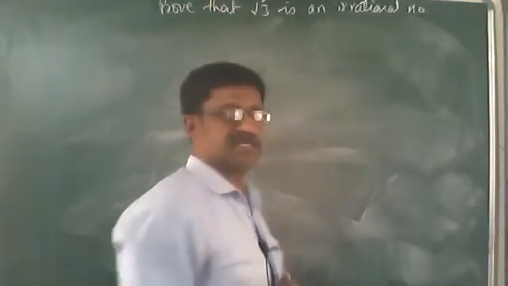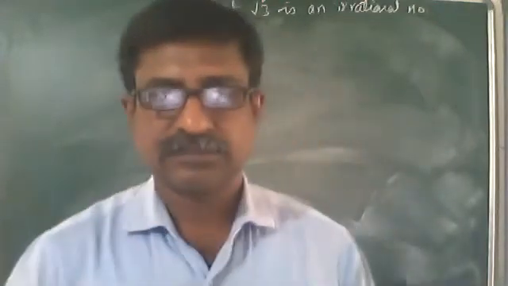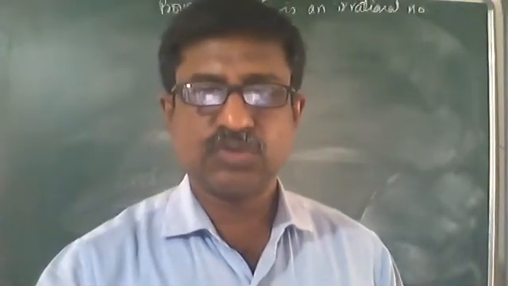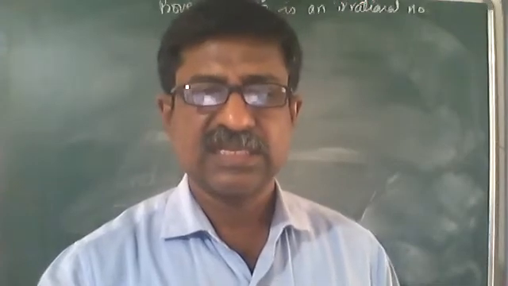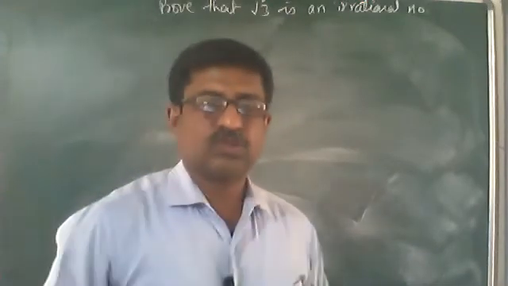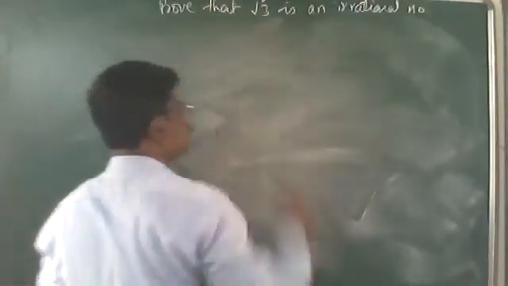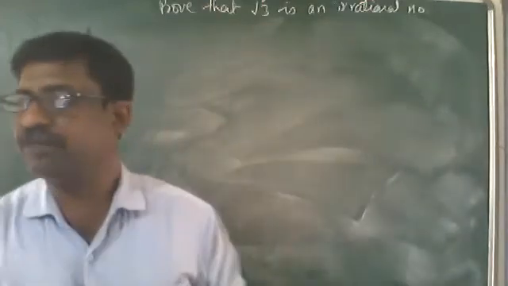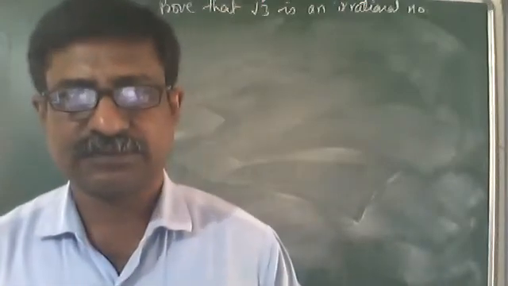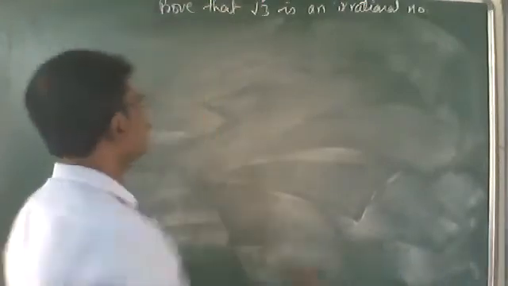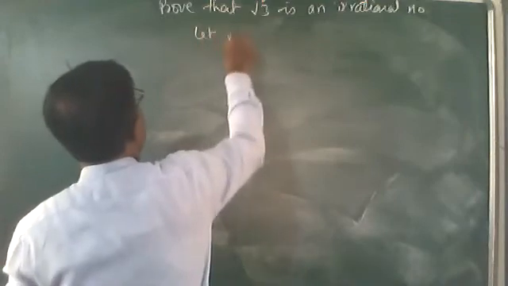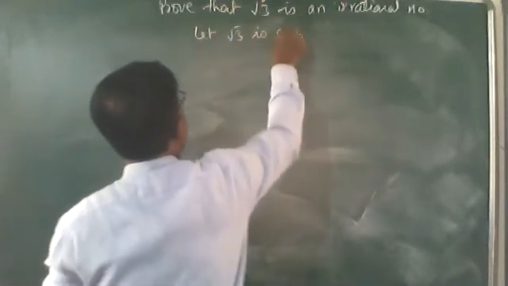Here we show root 2 is an irrational number. To show this root 3 is irrational, we consider just the opposite of it, because we are trying to prove it by the contradiction method. The contradiction method is: let root 3 be a rational number.